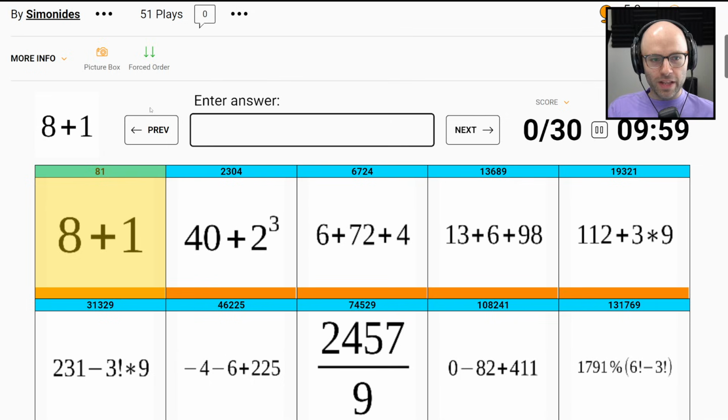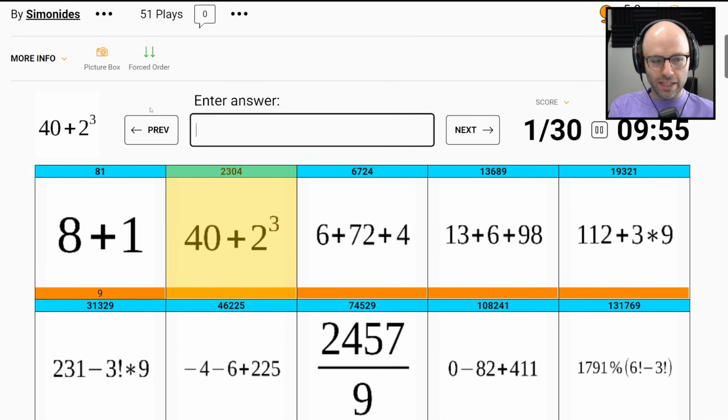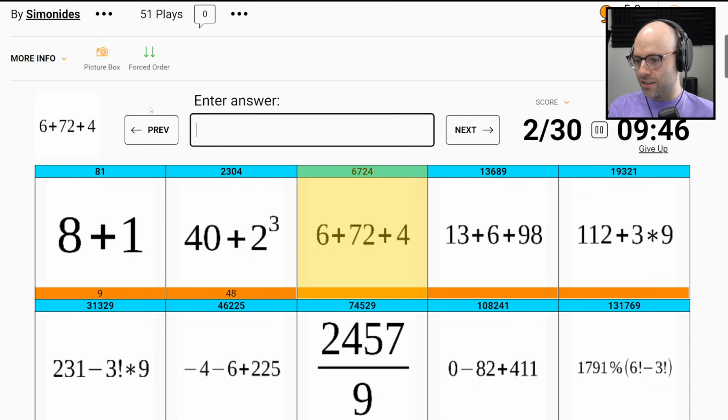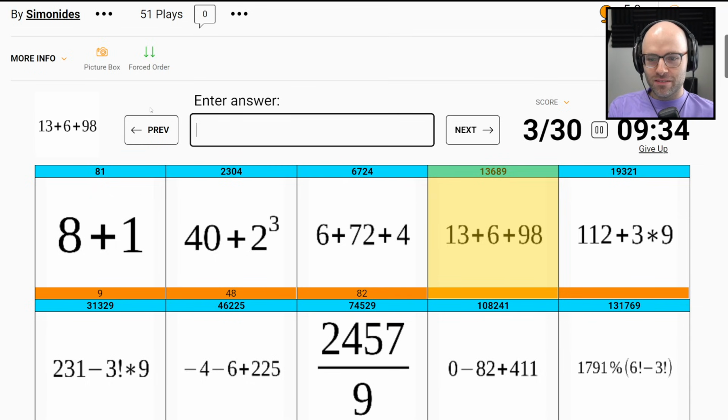The square root of 9 is 3. The square root of 81 is 9. Okay, that's what you're looking for. 40 plus 8. Wait, is it just do the math on the screen? Okay, that's 82. Listen, they're going to get harder, okay? They're going to get harder. 19 plus 98. It's 117.